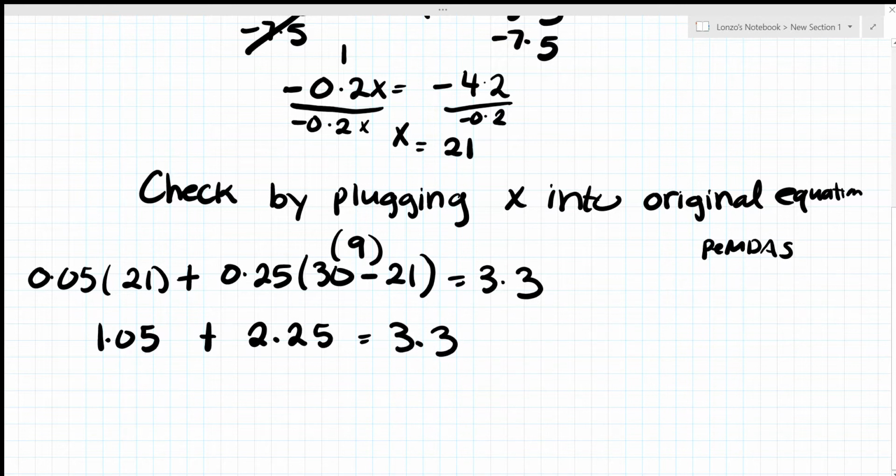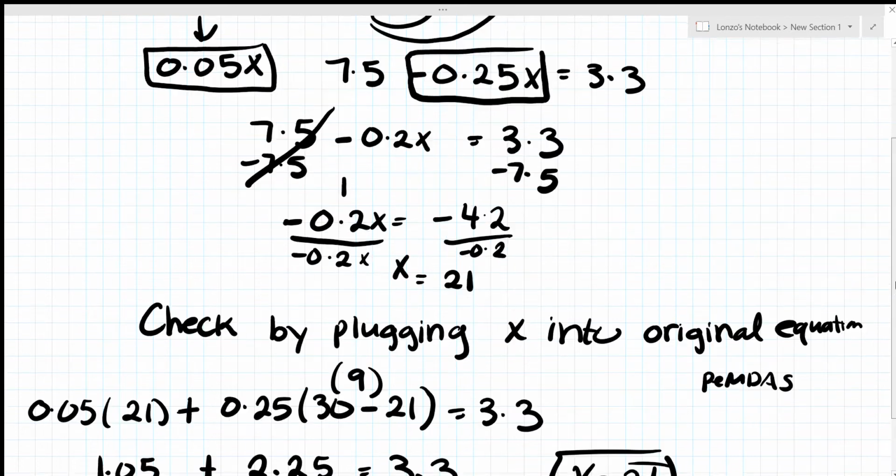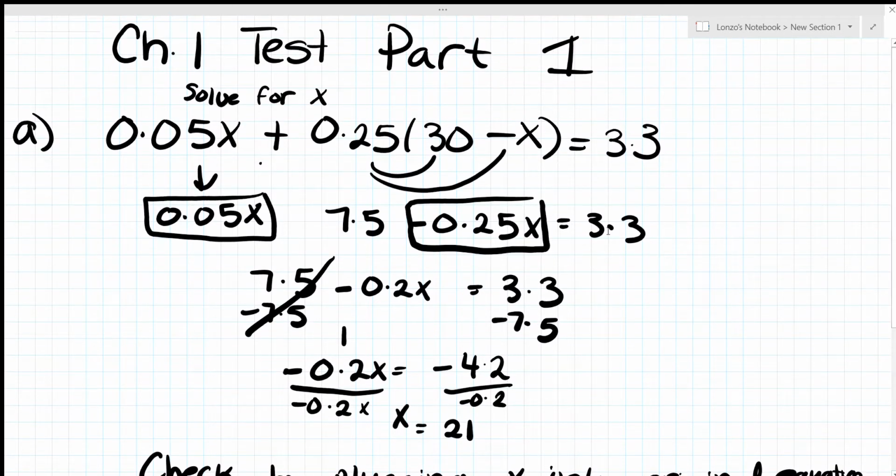So 1.05 plus 2.25 is what? 3.3. So that's totally true, right? So we can conclude that x equals 21. Okay, that was my first problem. So let's do another one. Just let me erase this.